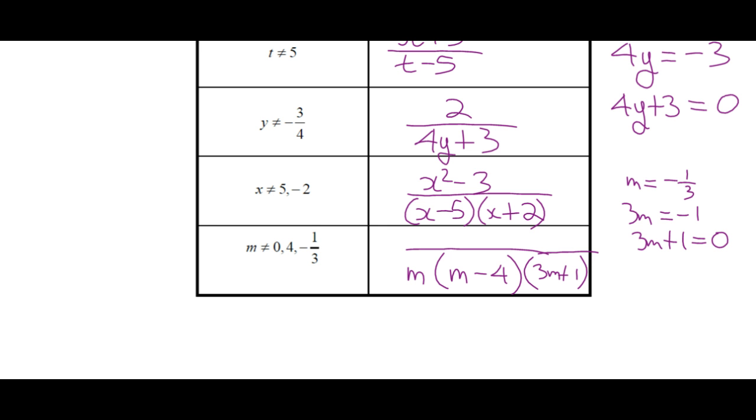3m plus 1. Do not write this: m plus 1/3. Okay, don't do that. You can do that over here and then say, better multiply everything through by 3. That's what we want, okay? Questions? Comments? Concerns?